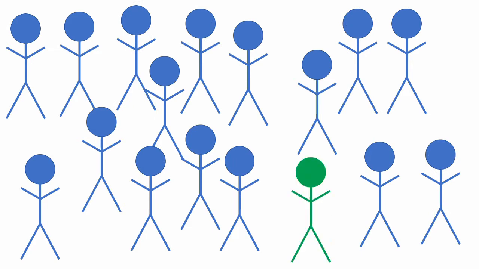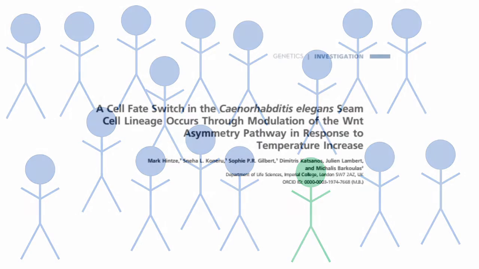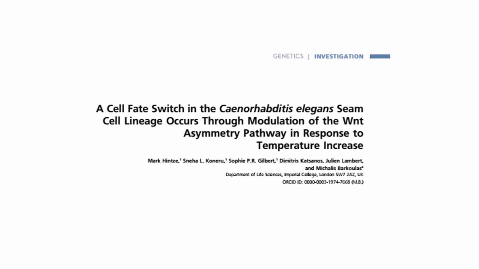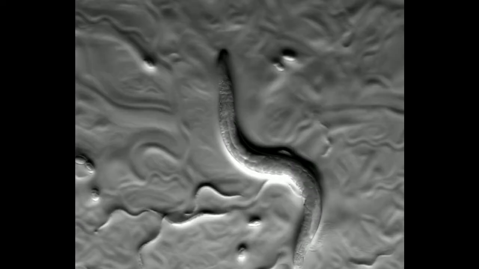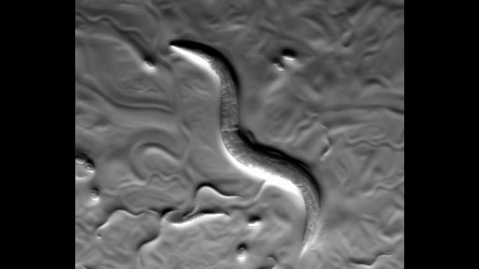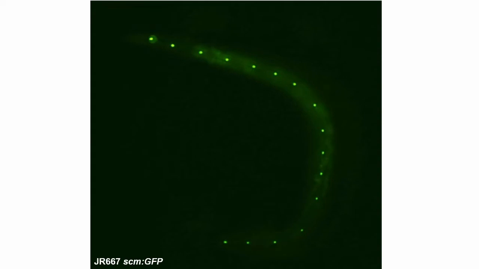In the paper we recently published in Genetics, we investigate how changes in environmental temperature can affect cell fate outcomes. To study this question, we use the model organism Caenorhabditis elegans, a small soil-dwelling nematode with a fully characterized genome and cell lineage. C. elegans has a population of cells that during larval development behave like stem cells. These are known as seam cells, identified here using green fluorescent protein.